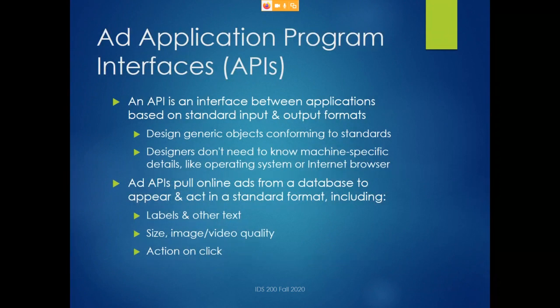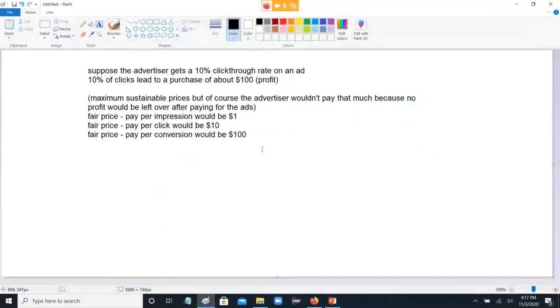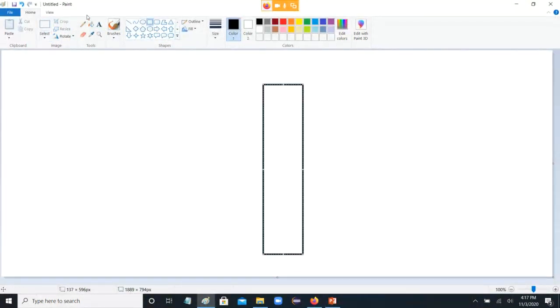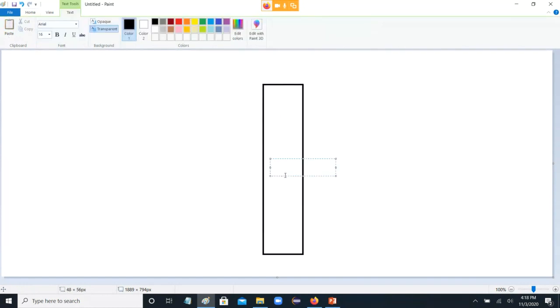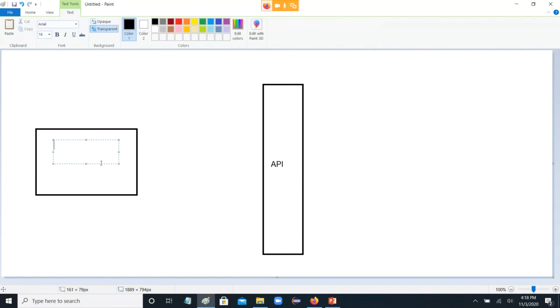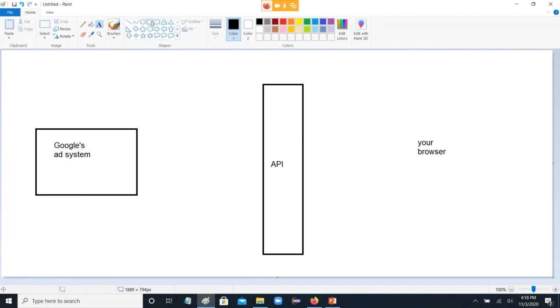Okay, so now we're into application program interfaces, or APIs. So an API is an interface between applications based on standard input and output formats. Okay, so it's going to be something like this. I'm going to put a little box here. I'm going to label this API. So for example, on one side, you have, say, Google. So Google's ad system, whatever it may be. Over on this side, you have your browser. Okay, we'll put a box around that.